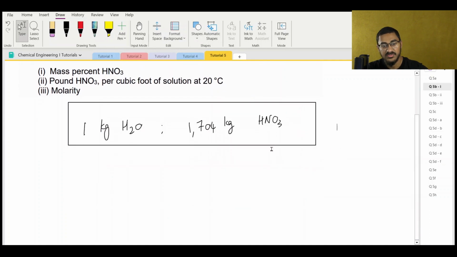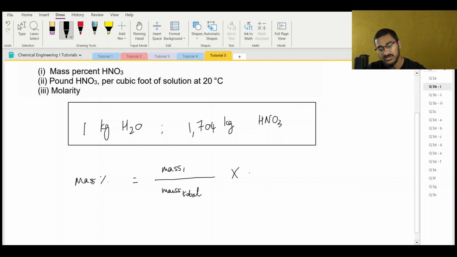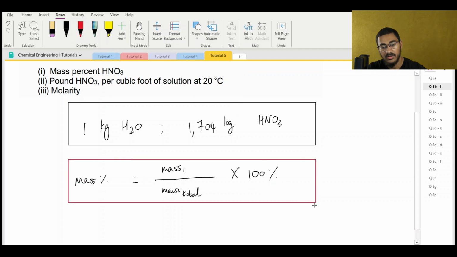And the next thing I'm going to ask myself is, how do you calculate mass percentage? You'll already know this from our previous tutorials. Mass percentage is equal to the mass of compound 1 divided by the total mass of the solution, and then you multiply that by 100%. You can go back to our mole mass fraction examples, but this is the equation from there, okay? If you would like to see more examples, just go a little bit back. I don't think it's too far away.